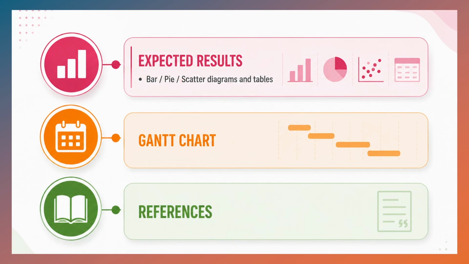After chapter 3, we can go through how to write expected results or dummy tables, how to write a Gantt chart or timeline chart, and references.